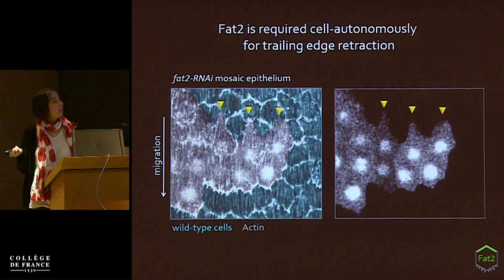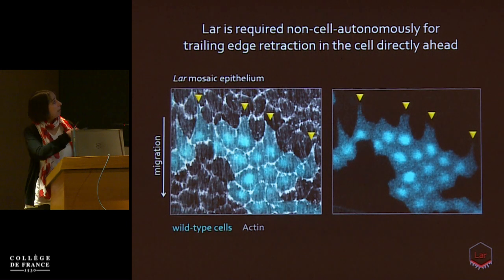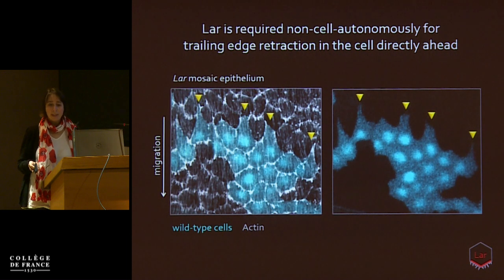But what's even better is we also see this phenotype in a LAR mosaic epithelium, but now it's the wild-type cells that are forming the tails. So once again, I want to draw your attention to this group of wild-type cells migrating right in front of a group of LAR mutant cells, and now you can see that it's the wild-type cells forming the tails.